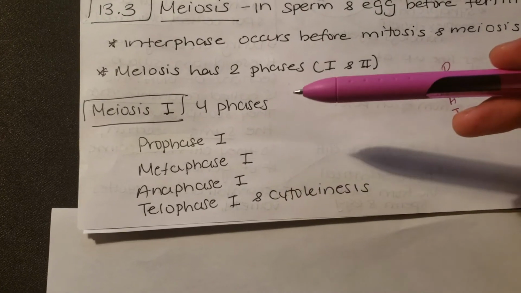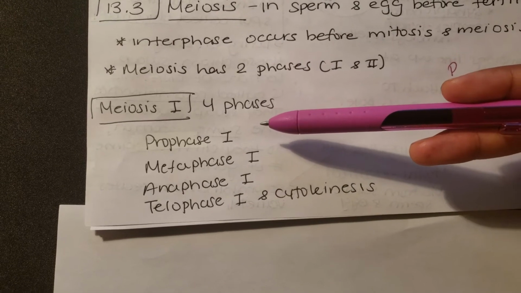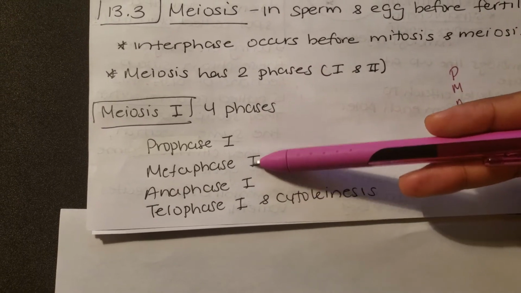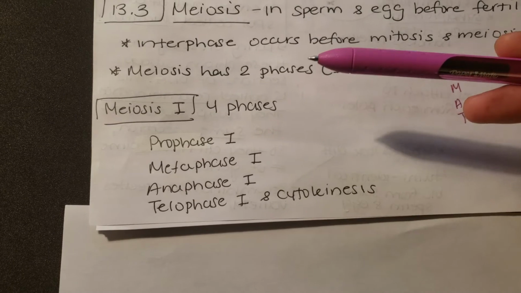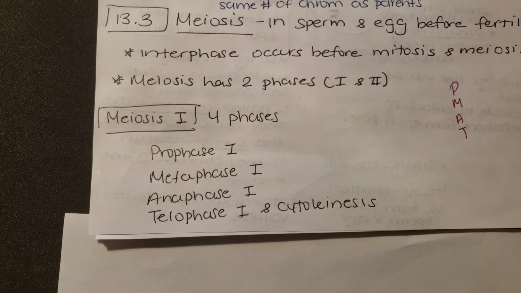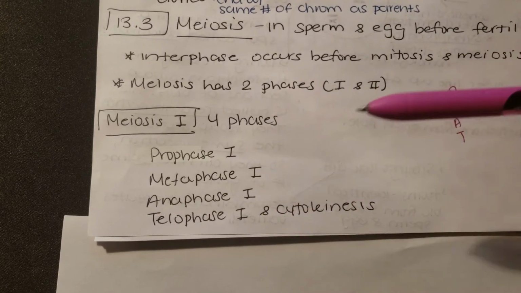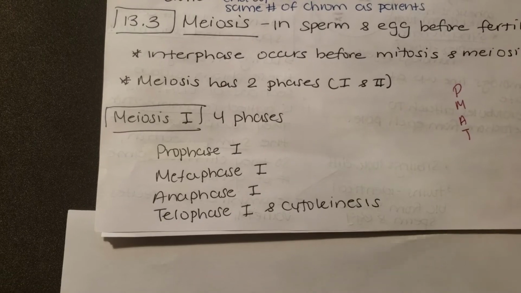They're all the same as in mitosis, except for the 1. And you'll also notice in meiosis 2, they're all going to be the same phases, except they're just going to have a 2 next to them. So it's not going to be really hard to remember what the names of the phases are. The names of the phases will stay the same. It's just the numbers that differentiate which phase you're going to be in.